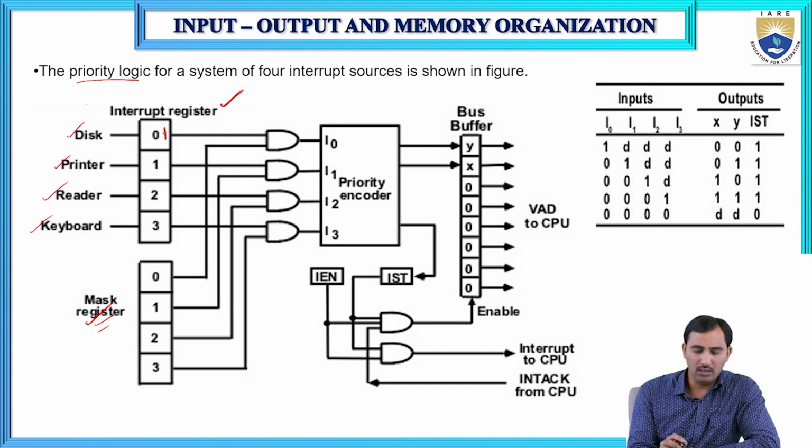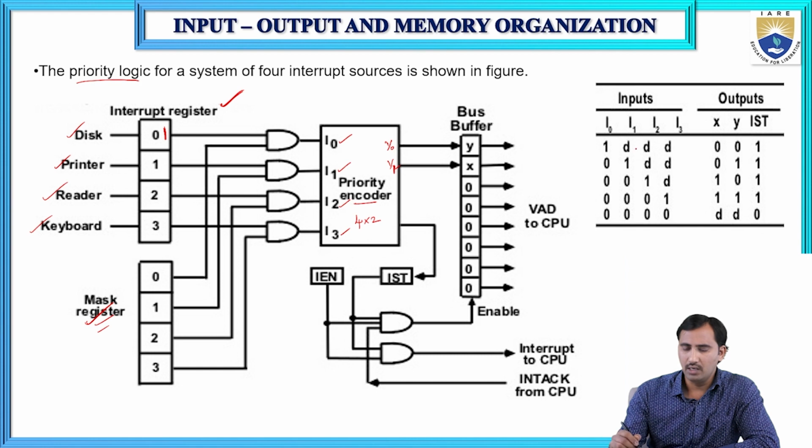All the outputs of the interrupt register and mask register are given to the AND gates, and the outputs of the AND gates are given to a 4 by 2 priority encoder. So the inputs are four, I0, I1, I2, I3, and the outputs are two, output 1 and output 2. It is a priority encoder, so according to the priority, it gives the output.